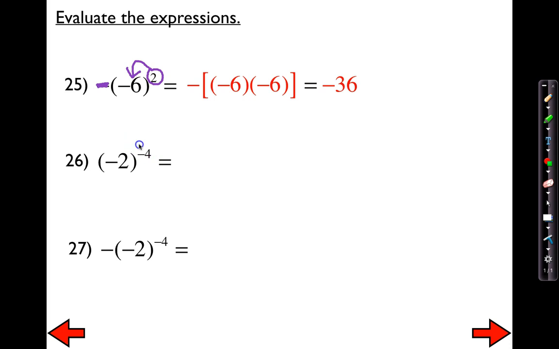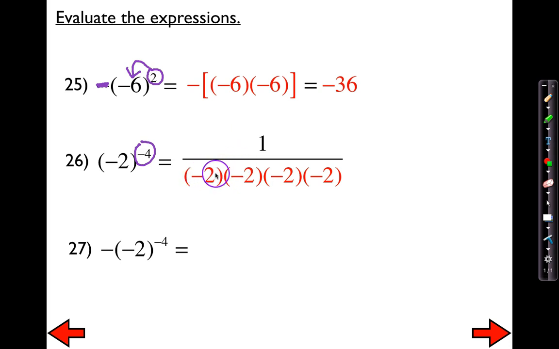Now here, since it's a negative exponent, we're going to go ahead and do repeated division. So it's going to be 1 over -2 repeated a total of 4 times. Now let's take care of the signs. First, a negative times a negative is a positive, times a negative is a negative, and a negative times a negative is a positive. So that's going to leave me with 1 over a +16.